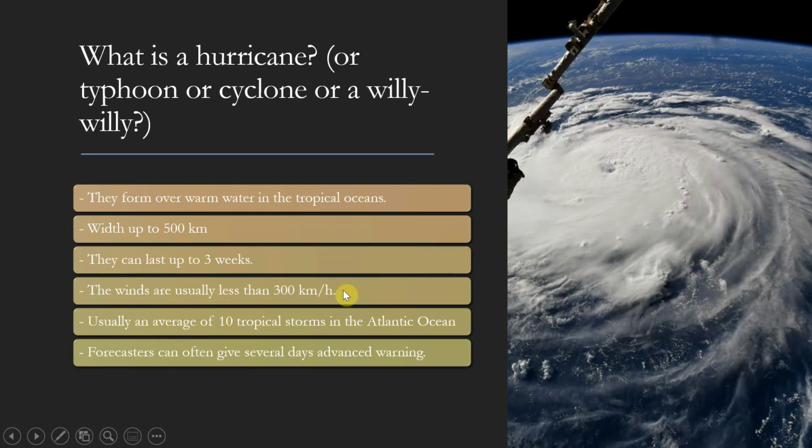They can last up to 3 weeks, or at least from the start until they finish. The winds are usually less than 300 kilometers an hour, so not quite as fast as a tornado, but still 300 kilometers an hour is pretty bad. There's usually about 10 tropical storms a year in the Atlantic Ocean. And one thing that makes them a bit less deadly than tornadoes is you can forecast them several days in advance. So typically what will happen is 48 hours before it touches landfall, they'll be giving you a storm watch. So they're saying, keep your eye on the news and watch what's happening. And about 36 hours before, they'll give you a storm warning, which is essentially saying there's a good chance you might have to evacuate the city if you live near the coast.